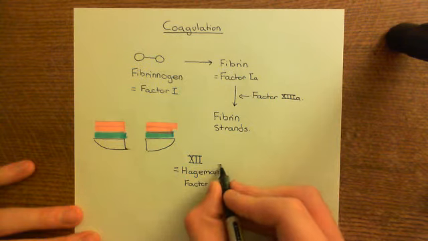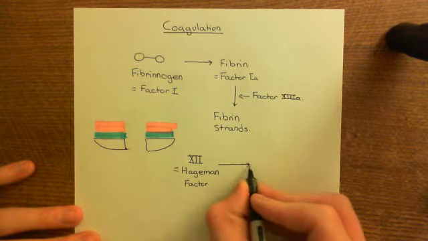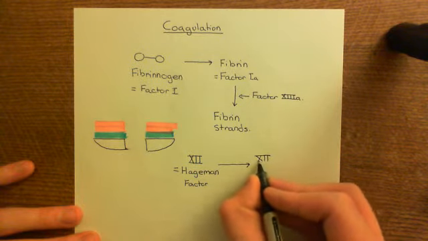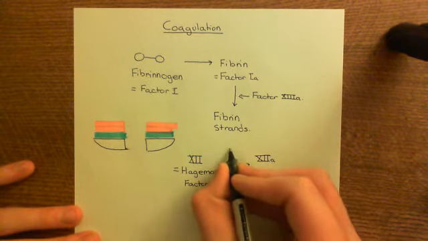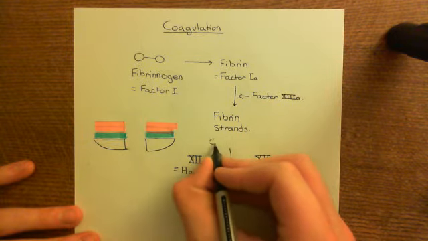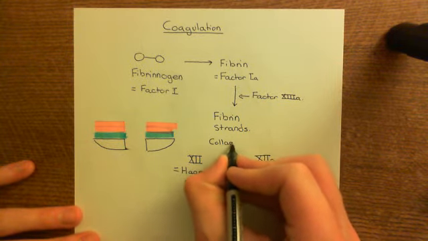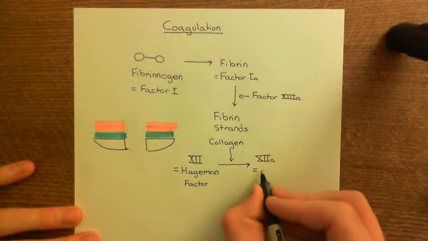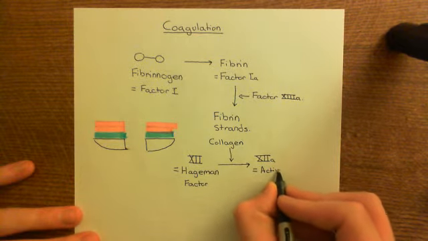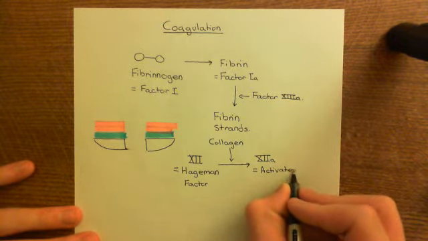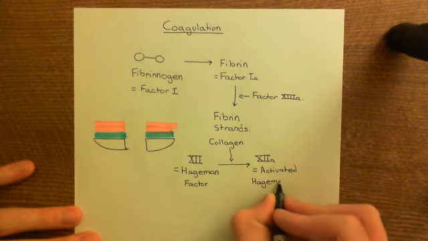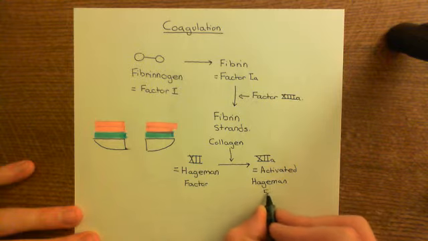And collagen causes a conformational change in the protein. It causes it to convert into what's known as factor 12A. So it activates factor 12. So this is collagen's doing. And it's only ever going to see collagen when you've got some sort of a cut in the side of the arteriole. So this is also called activated Hageman factor, or activated factor 12.